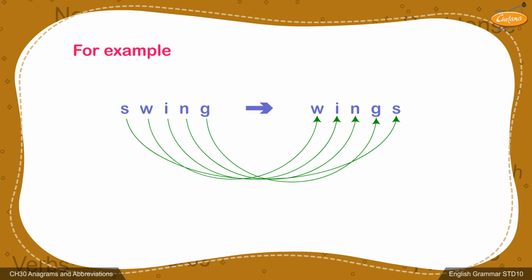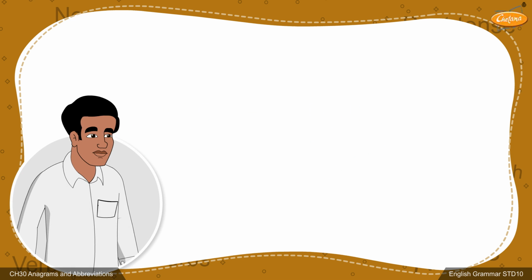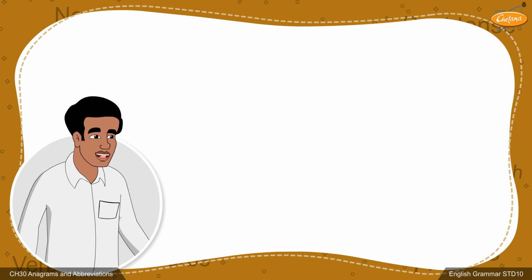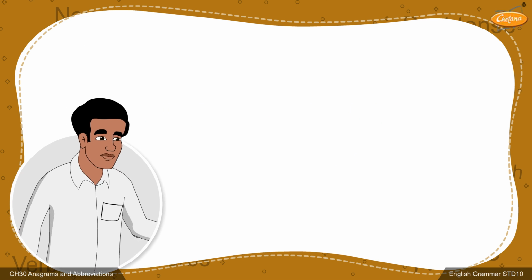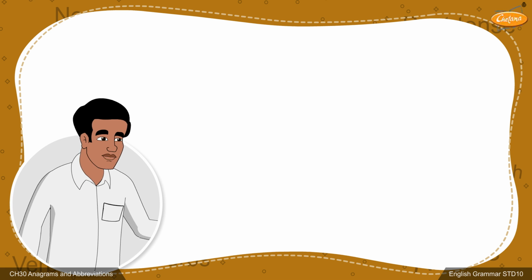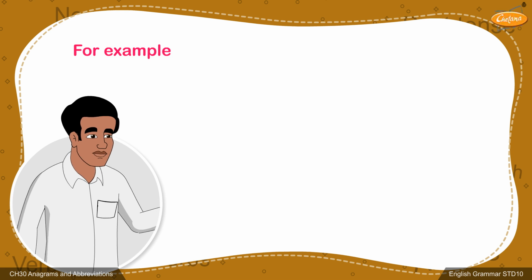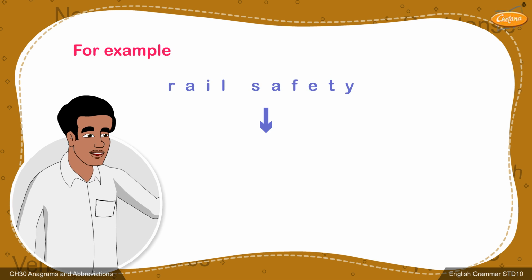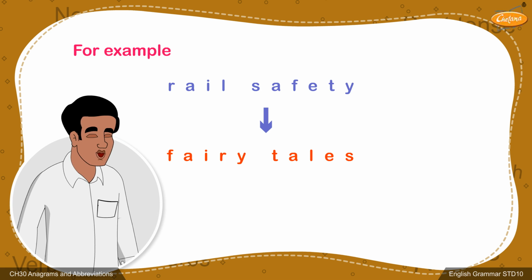Example: swing, wings. Students, you must remember to use the original letters exactly once in the new words that you form. You can also create anagrams out of phrases. For example, rail safety becomes fairy tales.